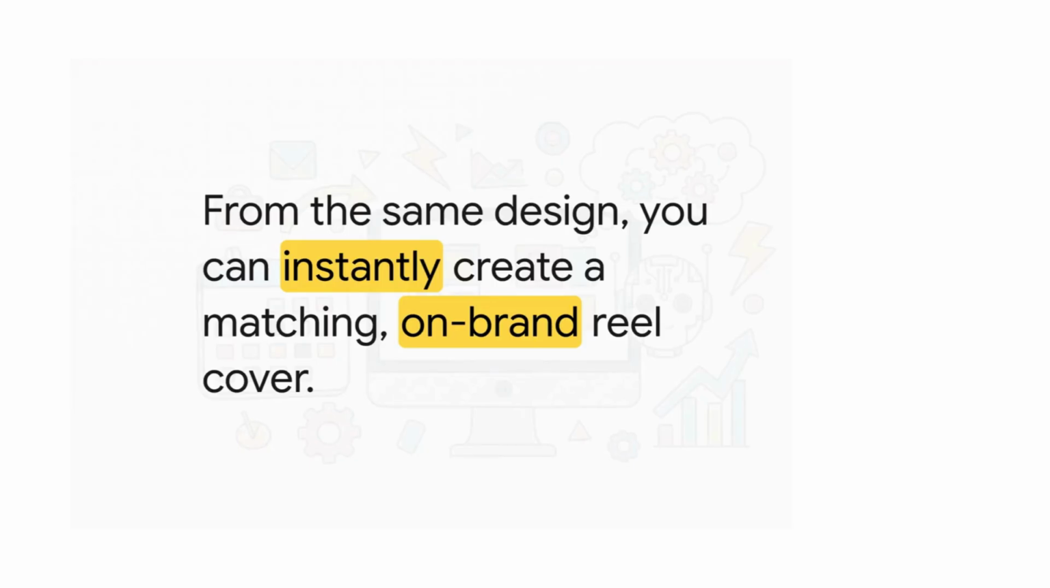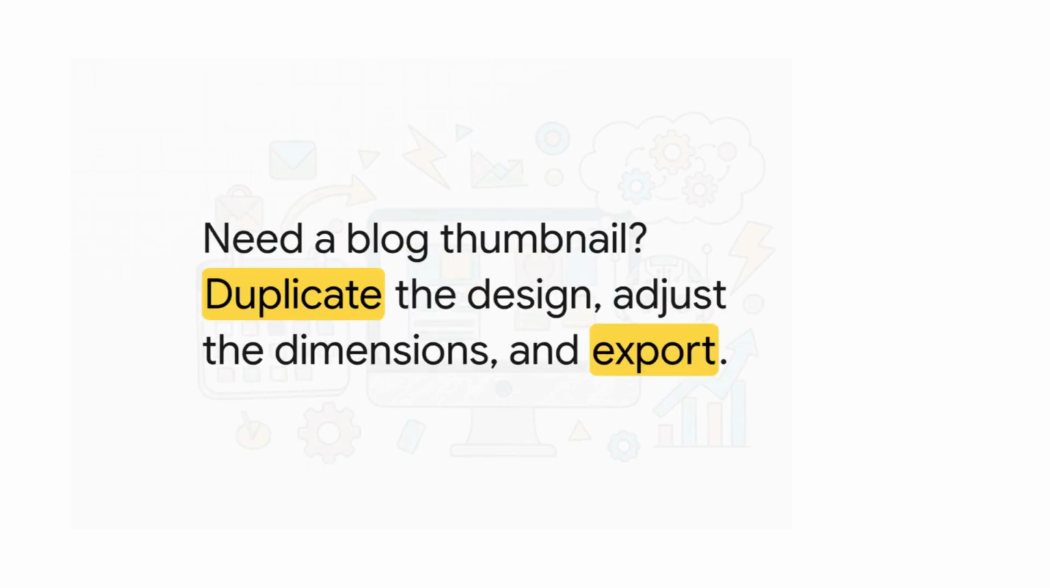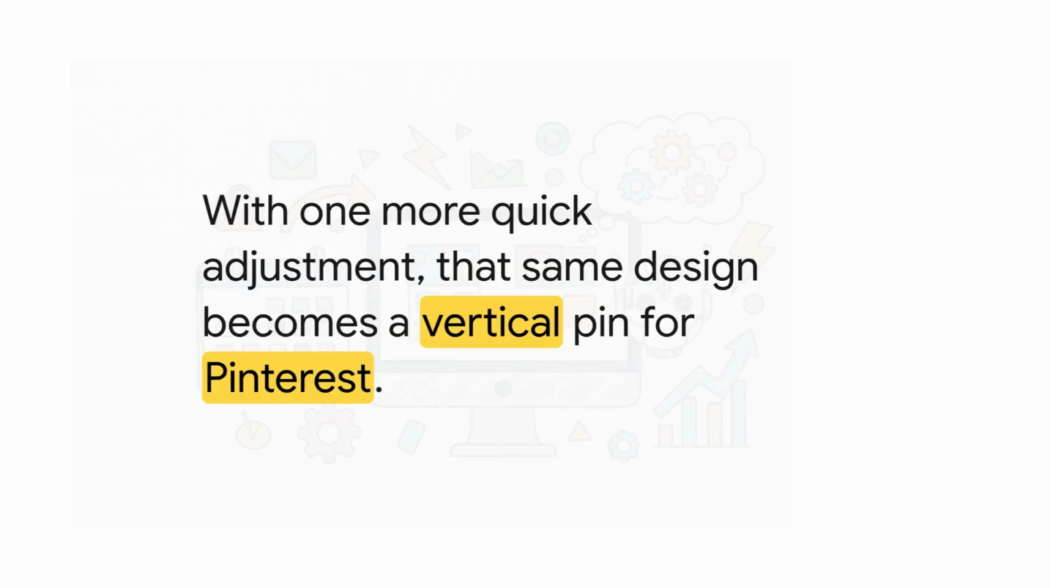That carousel post, well, it instantly becomes a perfectly matched, on-brand cover for a reel. You're not starting from scratch. You just duplicate, resize, and boom, you've got that consistent look and feel. And what about a thumbnail for a blog post you're writing on the same topic? Easy. Duplicate the design again, tweak the dimensions, and export. The branding is already baked right in. And finally, with just one more quick little adjustment, that same design becomes a vertical pin for Pinterest.